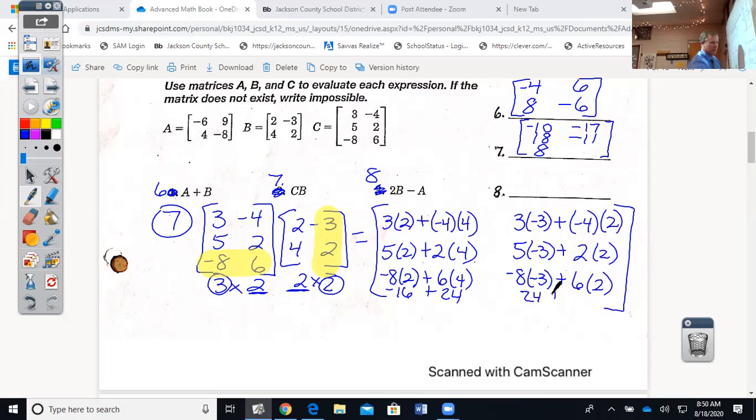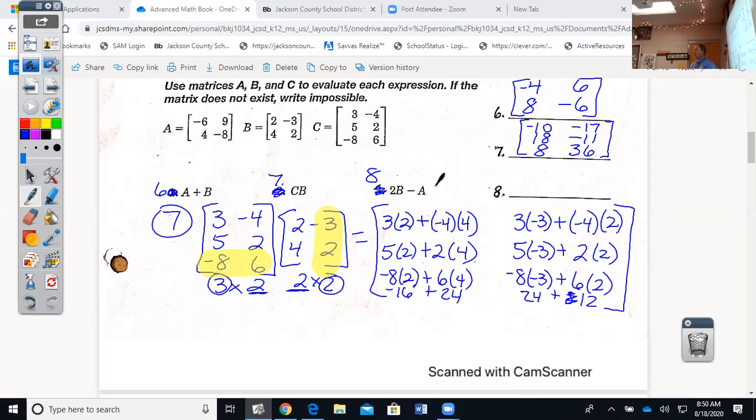24 plus 8, or no, I messed up again. 24 plus 12 is 36. Done. Okay? Any questions on how to do that?